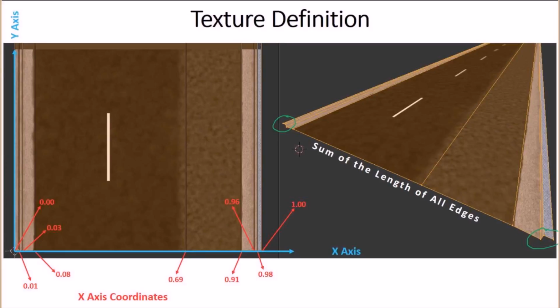But before we move ahead, I want you to think about what's actually happening here. See here that the cross-section of this road goes something like this, right? We need to be aware of what this entire sum is. So this is a length, this is a length, this is a length.